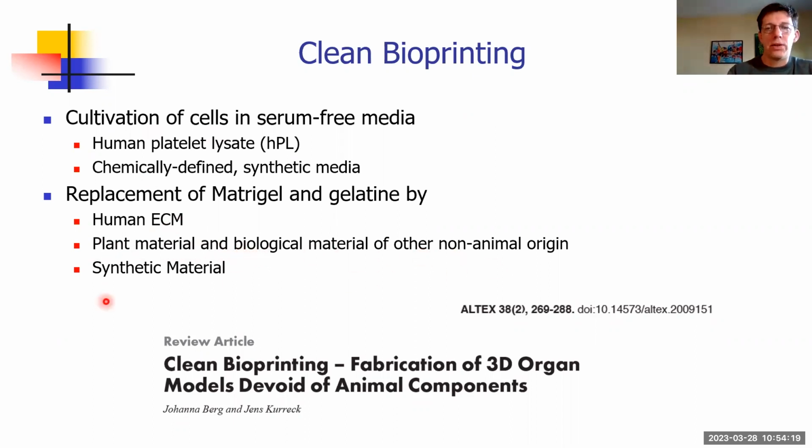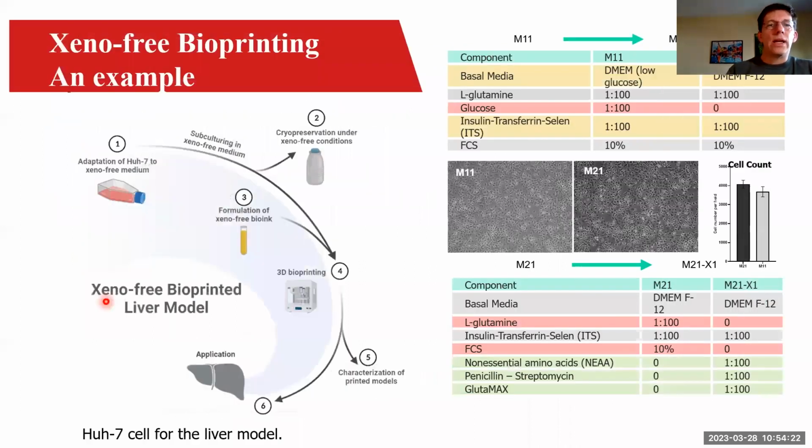or synthetic material. And I will give you an example that's not yet published. It's an ongoing project where we try to produce a completely xeno-free bioprinted model. It's supposed to be a liver model, so we use HUH7 cells.